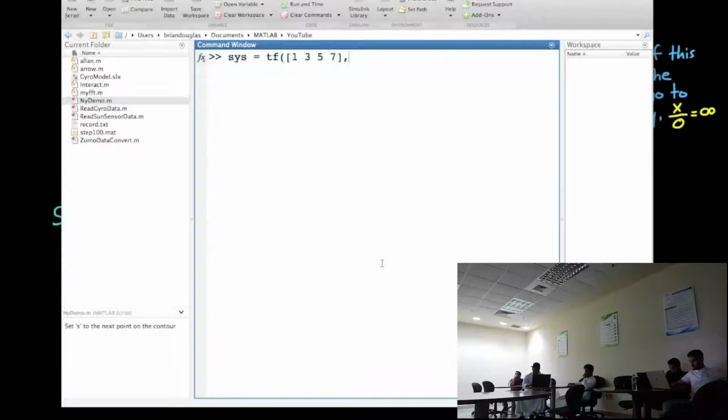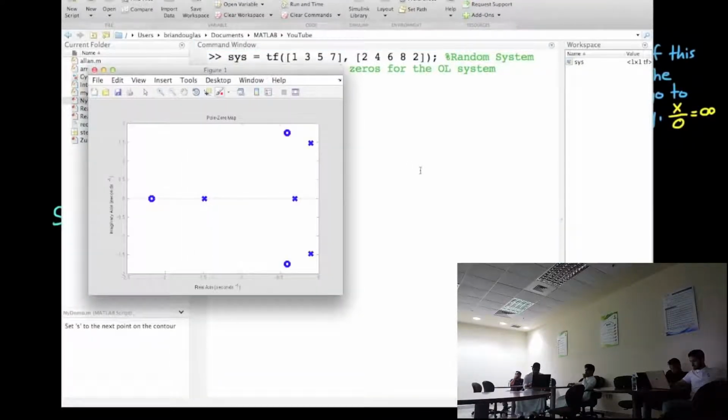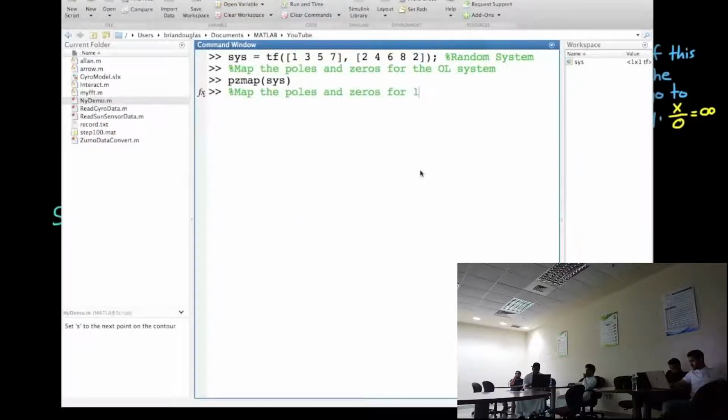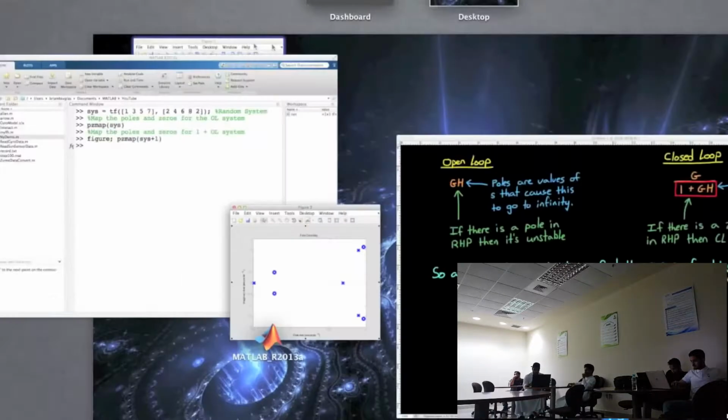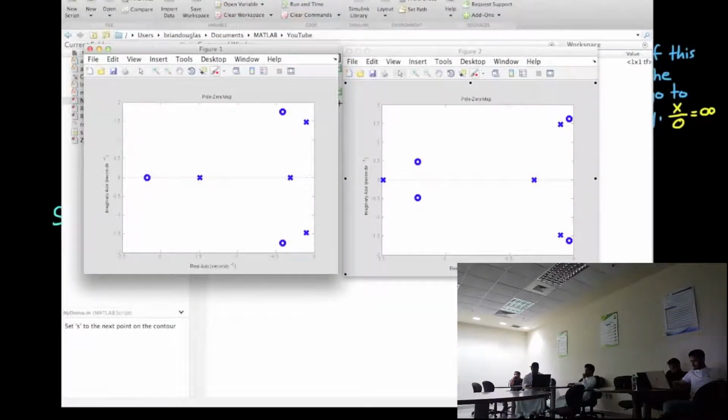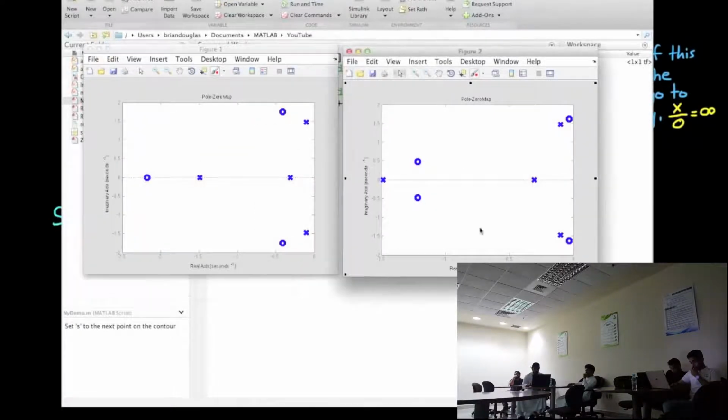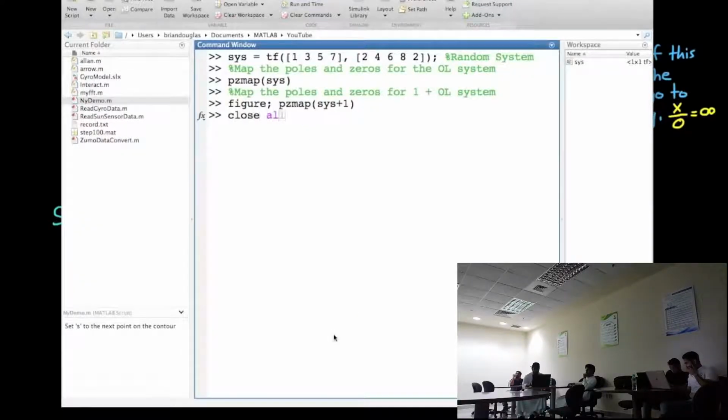I'll just generate a random transfer function called sys. I'll plot the locations of the poles and zeros for this open loop system. And then right next to it, I'm going to plot the poles and zeros of 1 plus the open loop system. So here you can see how the zeros in the right graph are not obviously related to the poles in the open loop system in the left graph. That's because when we add 1 to the open loop system, it can really move the poles and zeros around.